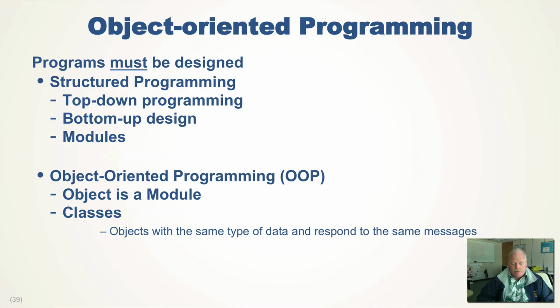So these are ideas of the class: a description of the things that are common between the individual objects. Individual objects may have different data, but they respond to the same messages, and they may have a different answer to the same message. My GPA is different than your GPA.